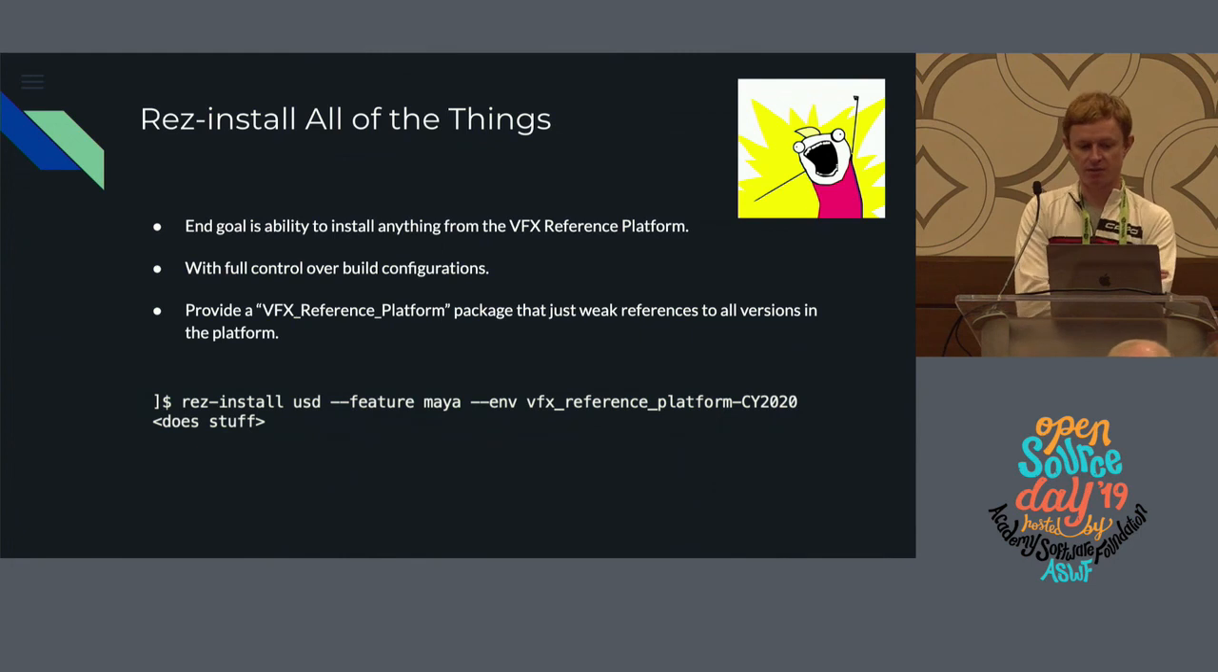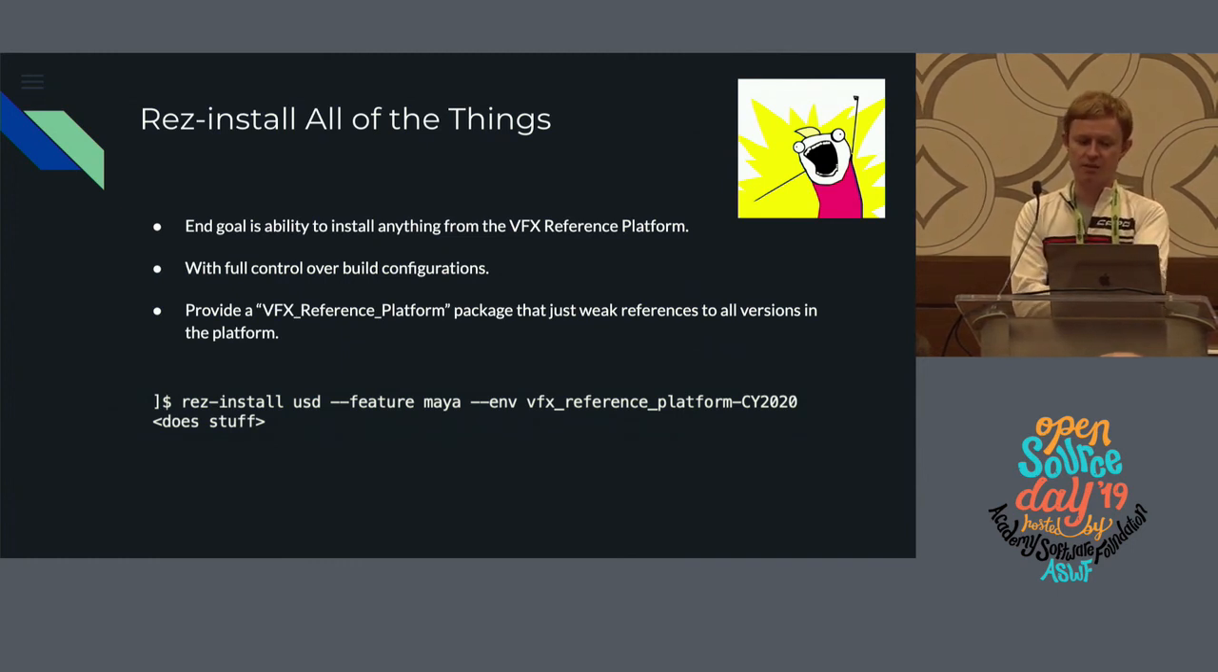And one example of how this would be used in practice is that we'd also have a VFX reference platform package, which just acts as like a bundle. It would just be a big list of weak package references that just limit versions. And here's an example of how you'd rez-install USD, specifically saying that you want to install the Maya plugin for USD.